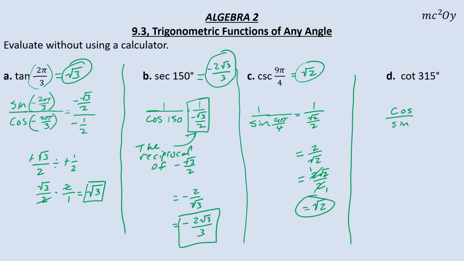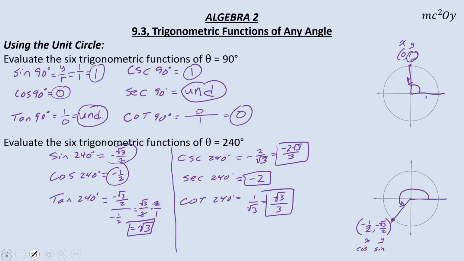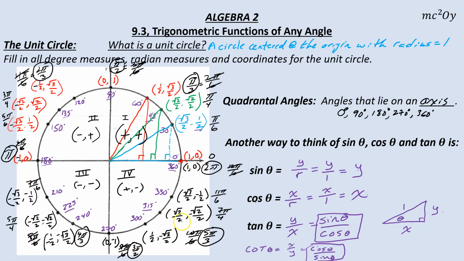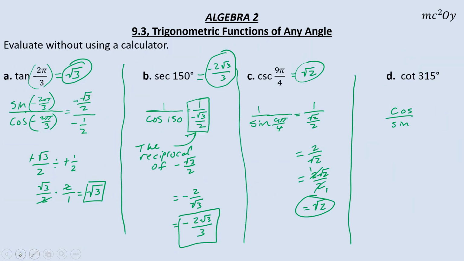Last one, cotangent 315. Well, dealing with cotangent, that's cosine over sine, 315. Let's go to 315. That is root 2 over 2, negative root 2 over 2. It's a multiple of 45. Those ones are easy. You just remember what quadrant you're in. You remember the multiples of 45. Okay, so that's going to give me root 2 over 2, negative root 2 over 2. And root 2 over 2 divided by root 2 over 2 is 1. And positive divided by negative is negative. So it's negative 1.